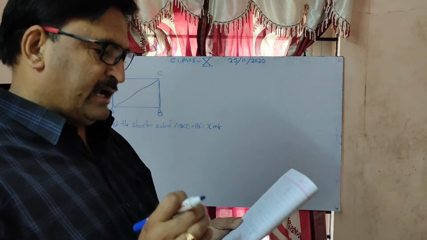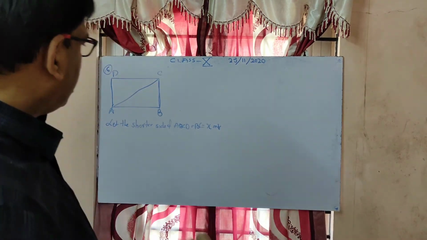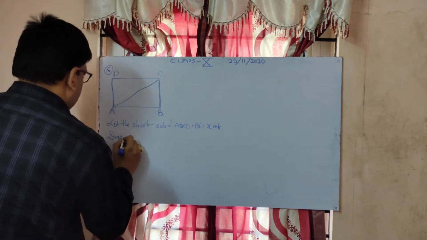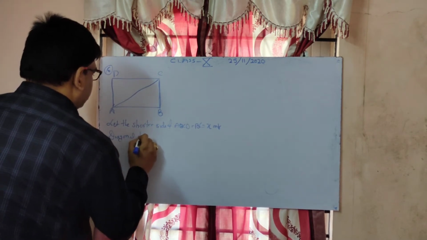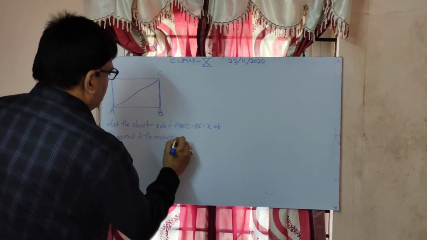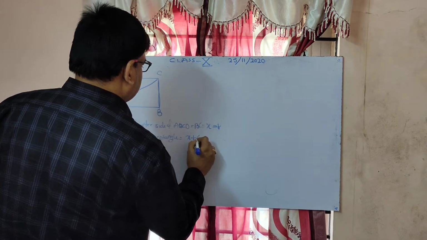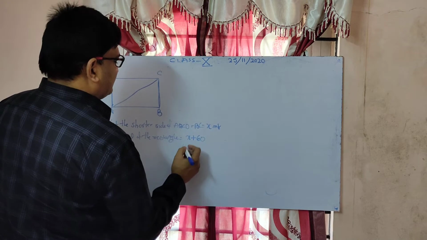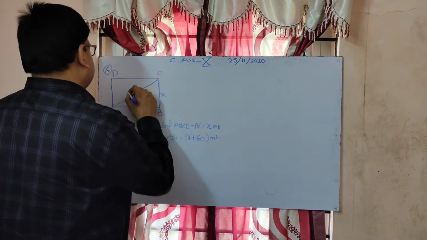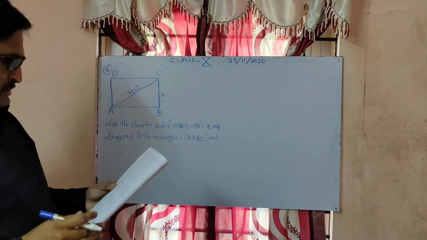The diagonal of a rectangular field is 60 meters more than the shorter side. So now the diagonal of the rectangle, how much is it? It is 60 meters more than the shorter side, X plus 60 meters. But this is X, so this must be X plus 60.